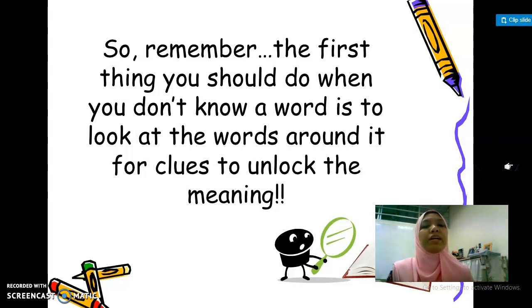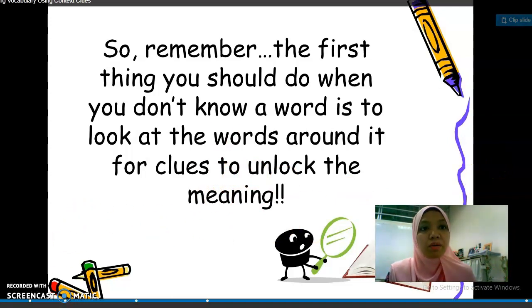Whenever you find difficult words, don't despair yet. Continue reading and look for contextual clues that might be within the same sentence or in the sentence after or before. It should be somewhere there. There will be clues that can help you understand the meaning of the word.